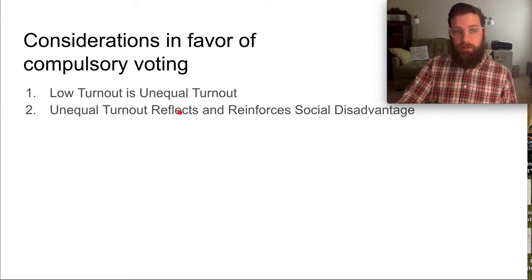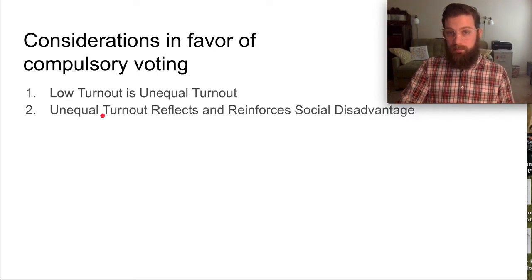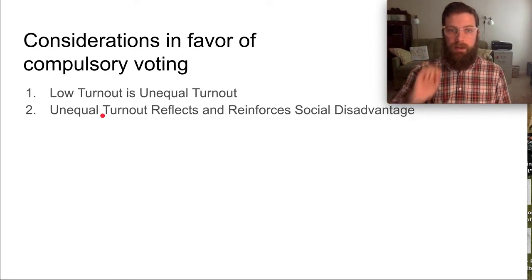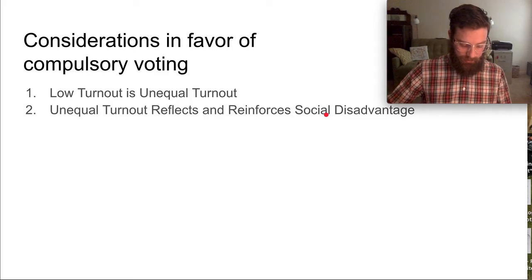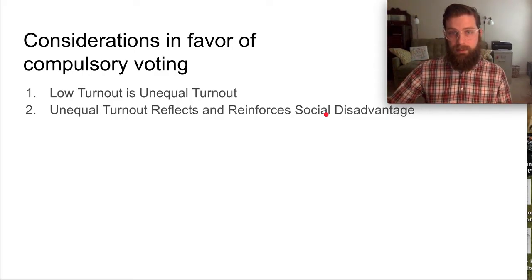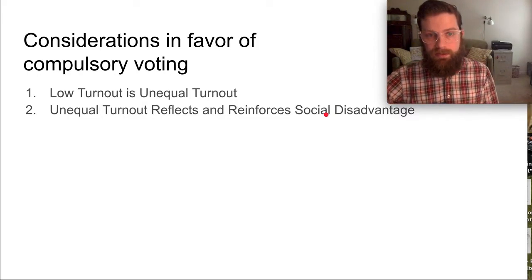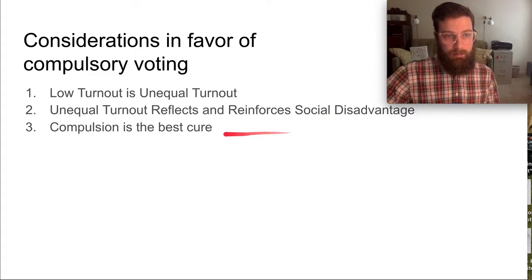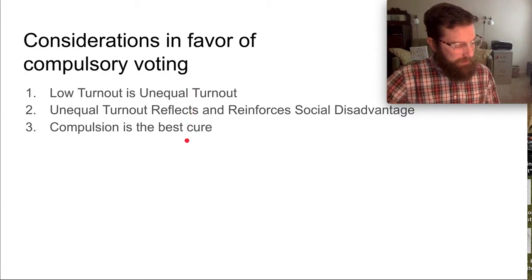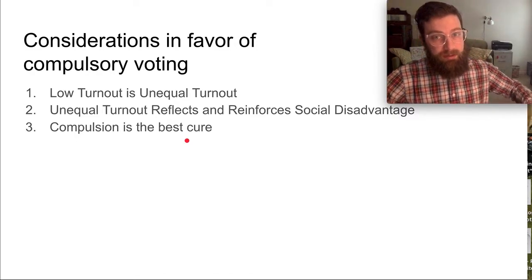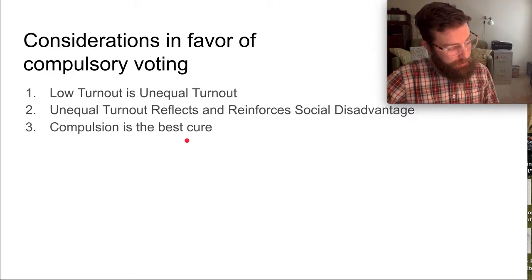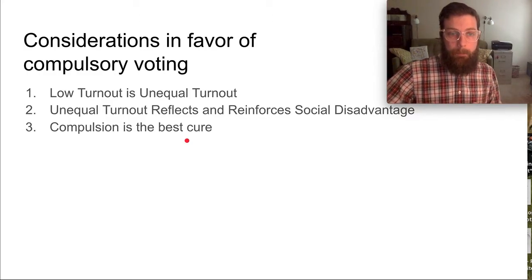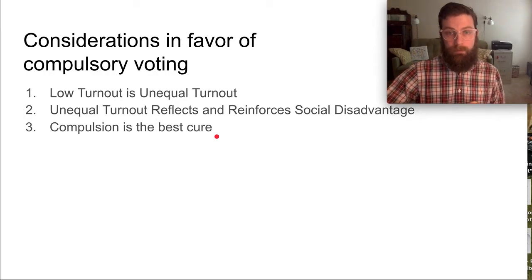And there's a further thought that when we have unequal turnout, so when people of color and young people, for instance, don't show up at the polls, this is also going to reinforce social disadvantage. The thought, roughly, is that if you don't have these people represented in the vote, policies that might try to dismantle these social disadvantages are less likely to be enacted. Three, there's the thought that compulsion for voting is the best cure. So you might think of these 3 points as interlocking points about the thought that the way to solve these problems related to inequality is going to best be addressed through fining people for not voting.